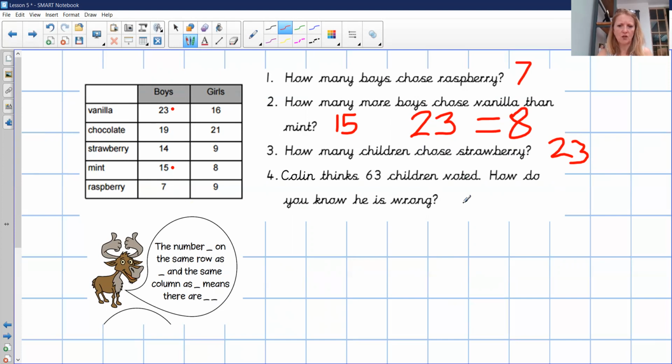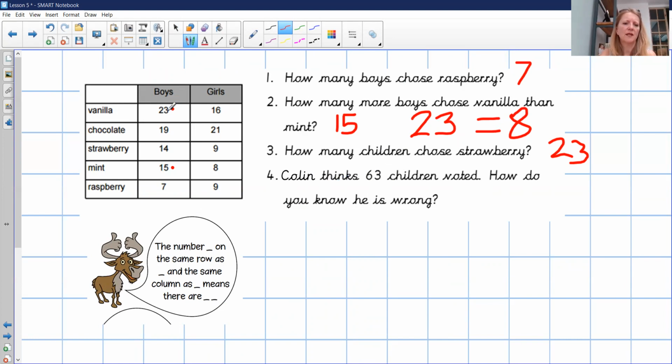Colin thinks 63 children voted. How do you know he is wrong? Okay, so we need to prove this really, don't we? So 63, I think that sounds a bit low to me. So let's have a look.